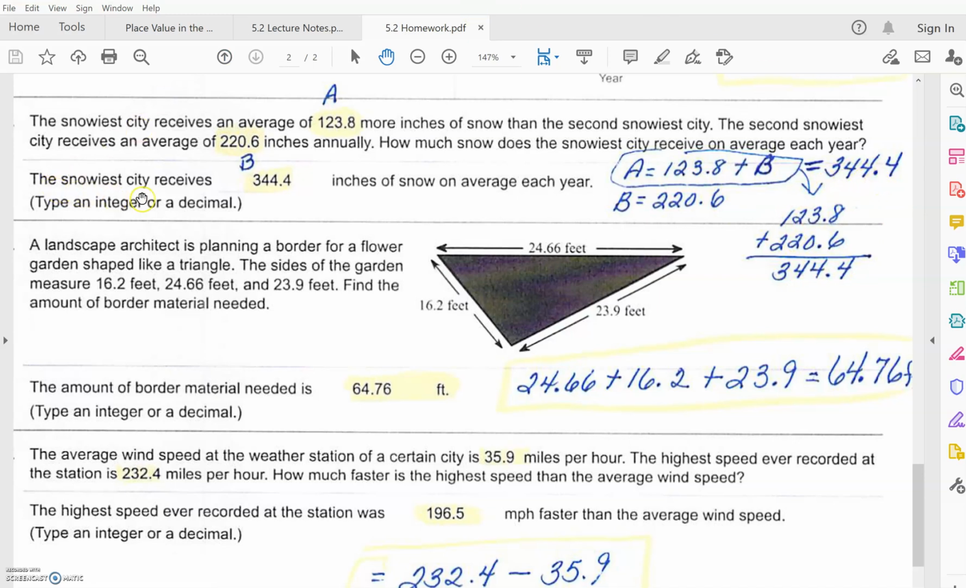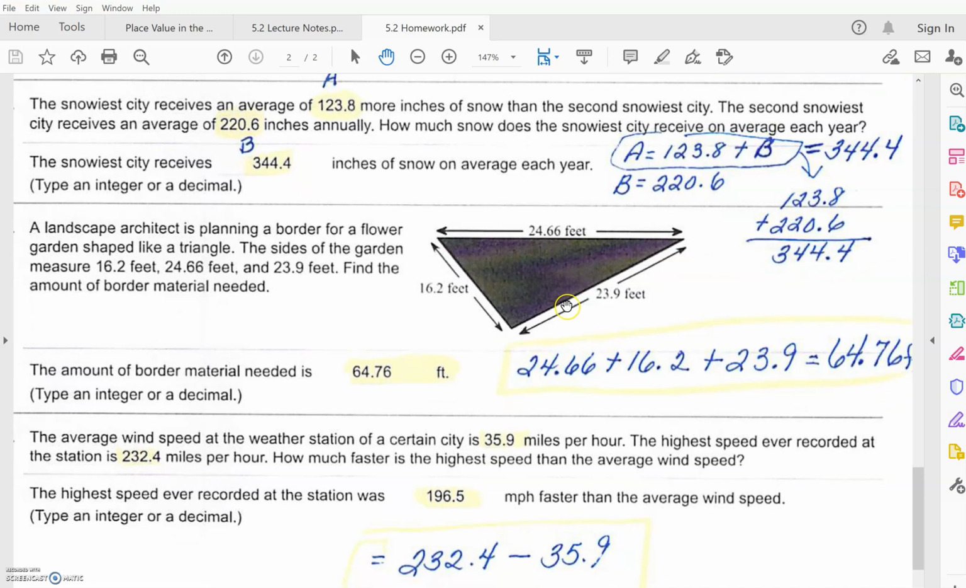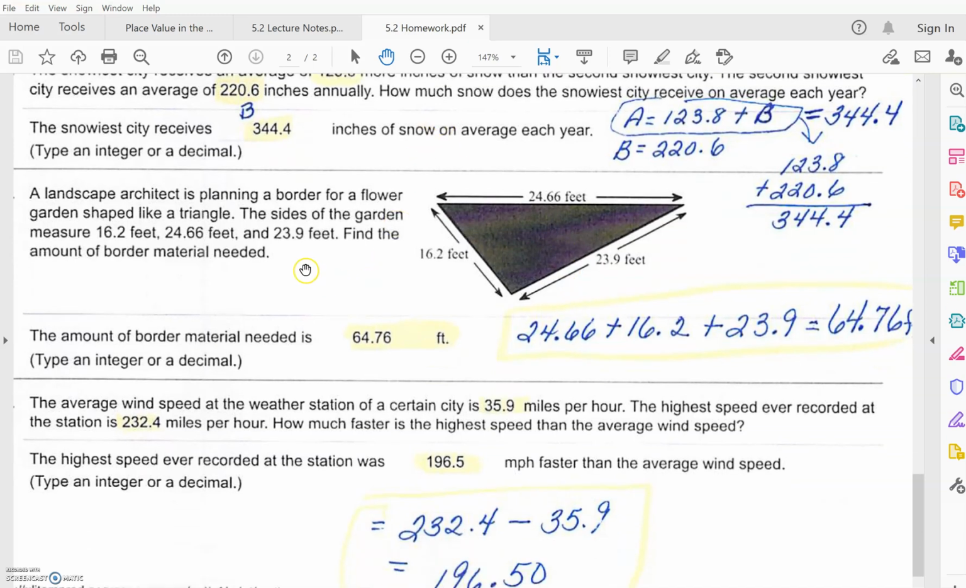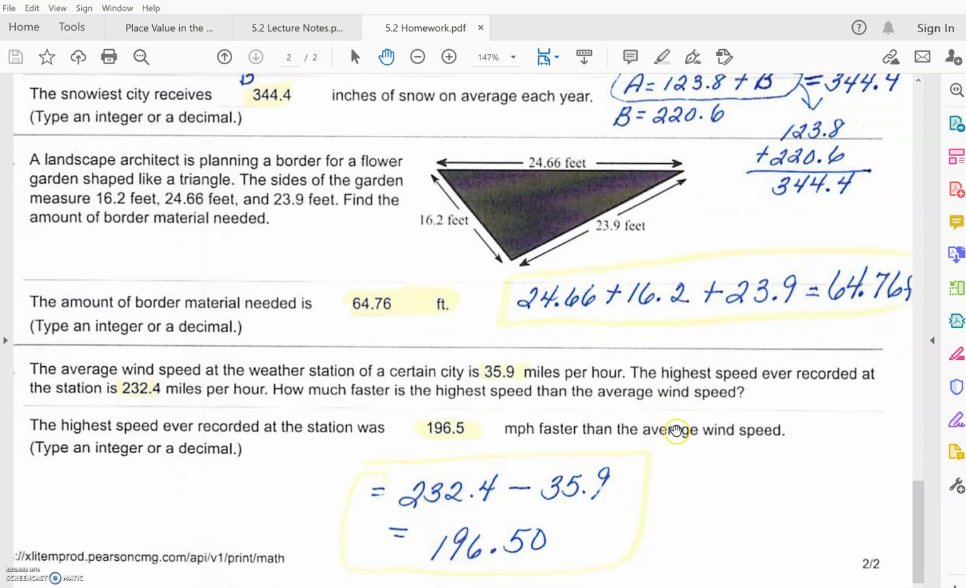So that's what the snowiest city receives, because it's saying A is the snowiest city, and it has 123.8 more than B. So that's how you're going to work out that word problem. The next one down, it's just asking for the amount of border needed for the material, and all you need to do is just add up all 3 of those sides to come up with your answer.